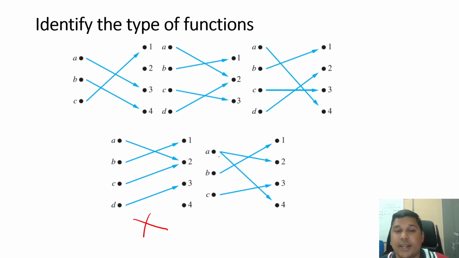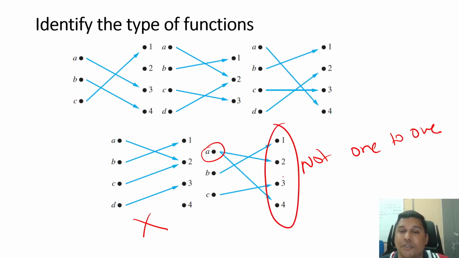In this case, if you see, input A is yielding 2 outputs. Therefore, it is not one-to-one. What about onto? Yes, it is onto because for every output there is some input. So this is onto, right?